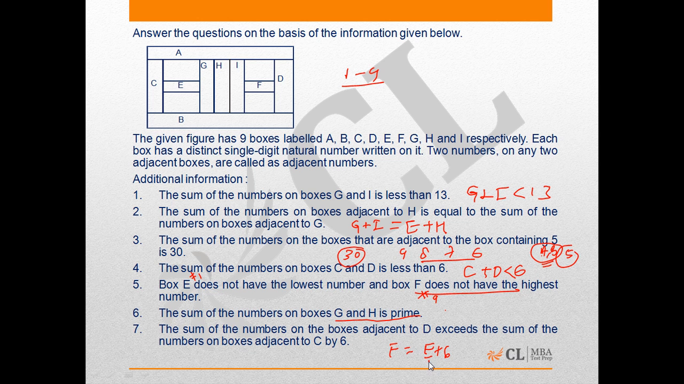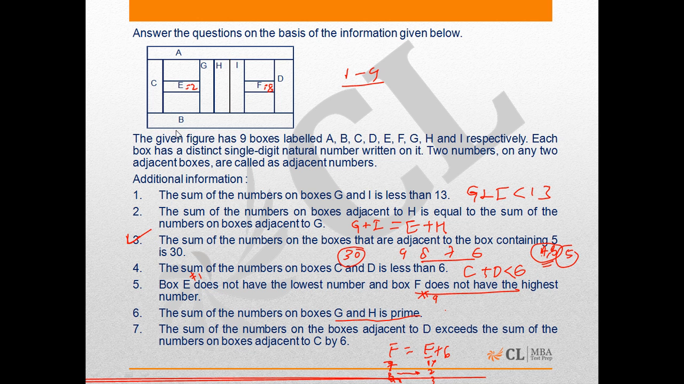The possible solutions for E and F are: E is 1 and F is 7, when E is 2, F is 8, and when E is 3, F is 9. But we know that E cannot be 1 and F cannot be 9, so the only possibility here is E equals 2 and F equals 8. Now move to the third statement.